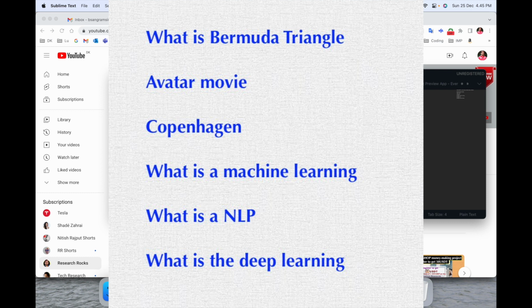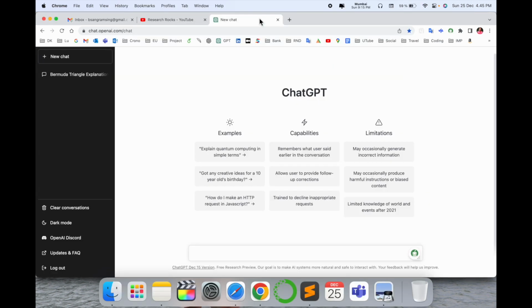What is machine learning? How do we frame a machine learning definition and explanation within a minute, as it is in natural language processing, as it is in deep learning? We will see detailed information using ChatGPT.